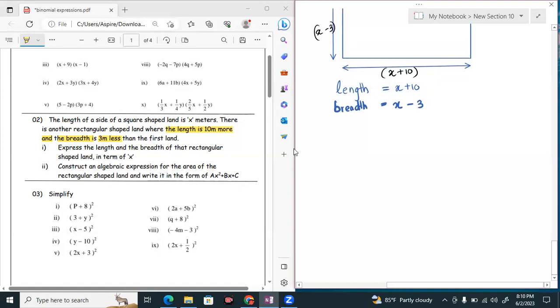Then area of a rectangular land. Area of a rectangular land is obtained by multiplying length into breadth.